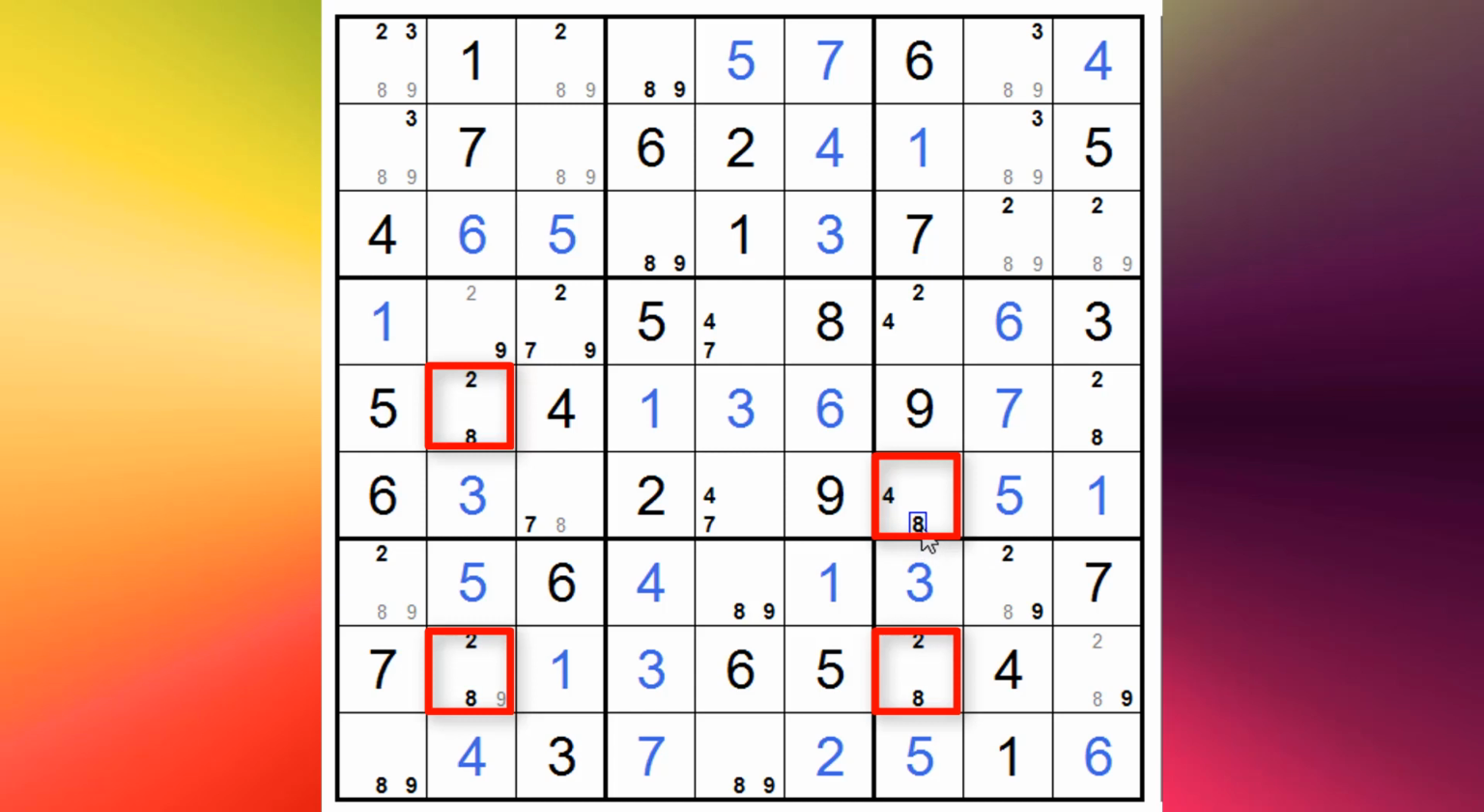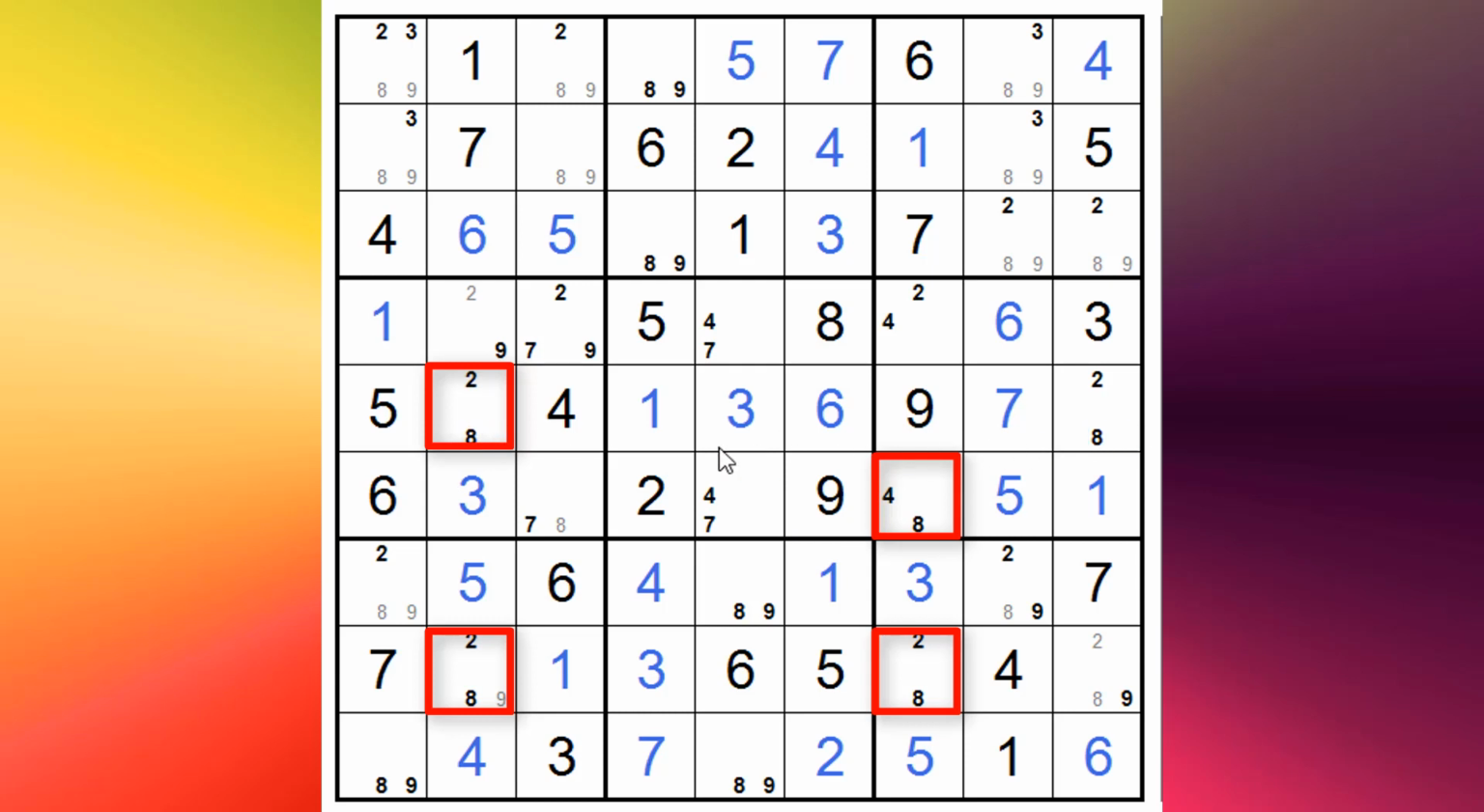If we can prove that either that one or that one is always an 8, then this cannot be an 8. So let's suppose this is not an 8. If that is not an 8, then this is an 8. There's a strong link there. If that's an 8, then this one is not an 8, but also this one over here is not an 8. That's a weak link. So if that's not an 8, this one has to be an 8. That's a strong link.